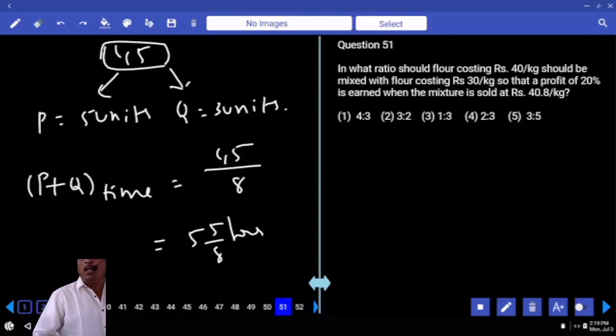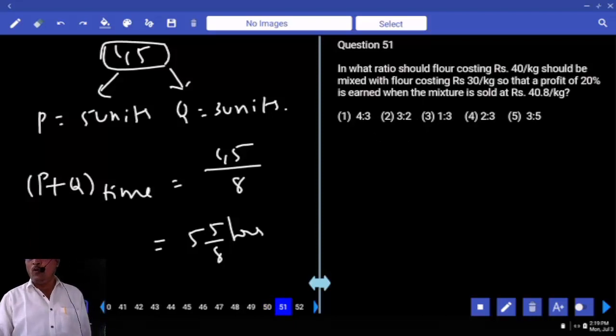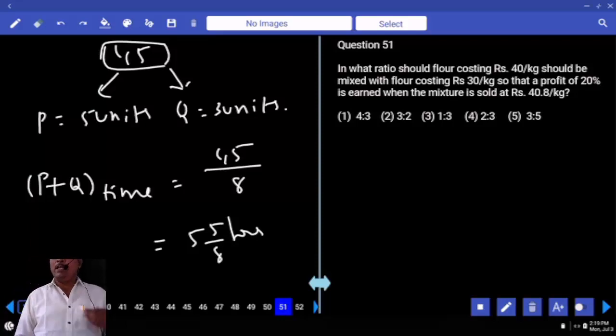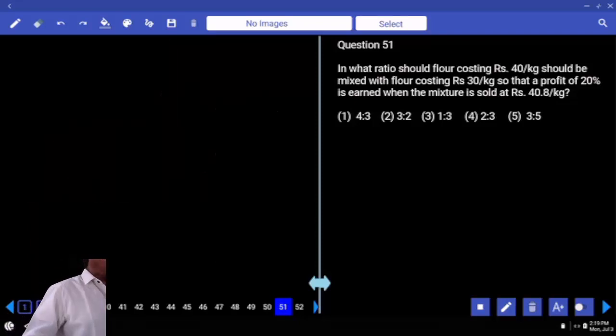51. In what ratio should flour costing 40 rupees per kg be mixed with flour costing 30 rupees per kg so that a profit of 20% is earned when the mixture is sold at 40 rupees 80 paise per kg. This is the problem connected to the rule of alligation, right? In order to apply the rule of alligation, first of all we have to calculate the cost price of the mixture, right?